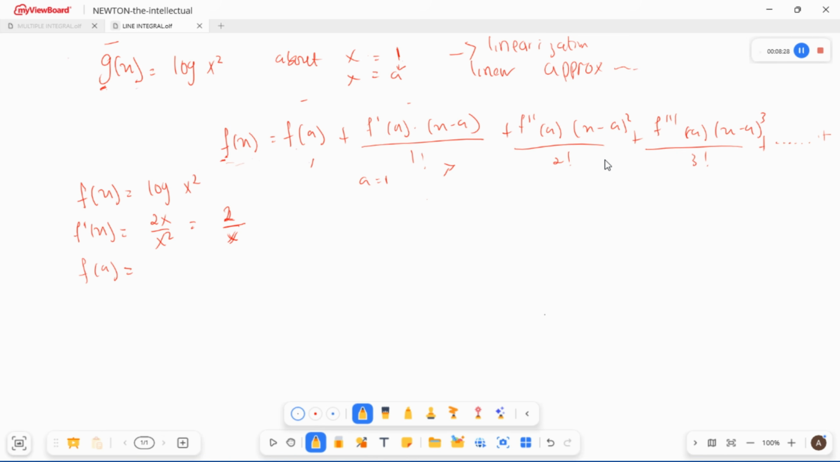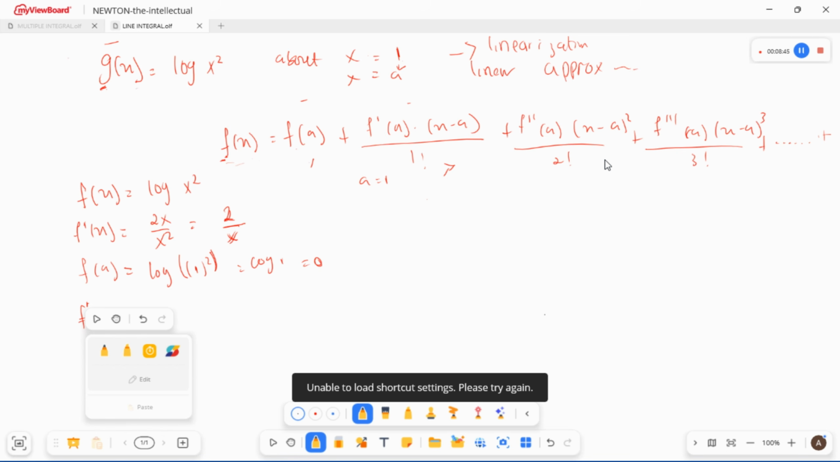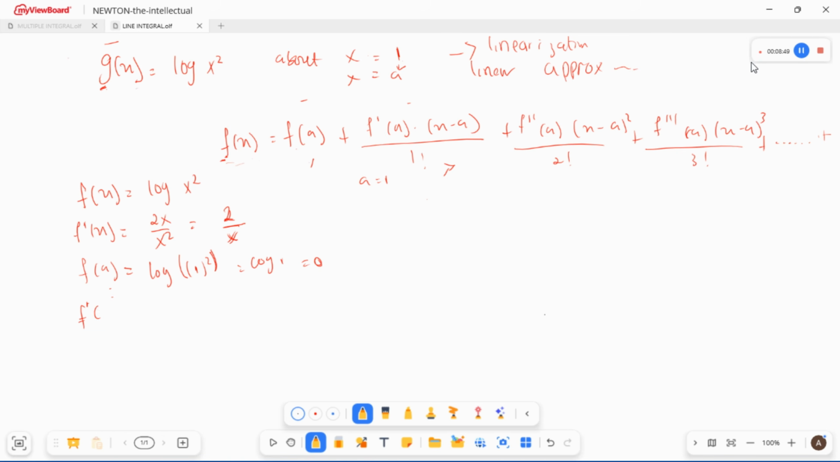So f of a is going to be equal to log of 1 squared, right? Yes, log of 1 squared, which is going to be log 1, which is going to be 0. Log of 1 is 0. Then we have f prime of a. So f prime of a is going to give us 2 over 1, right? Because this is f prime of x. So now since we're representing it with a, and a is 1, we have 2 over 1, which is going to give us 2.